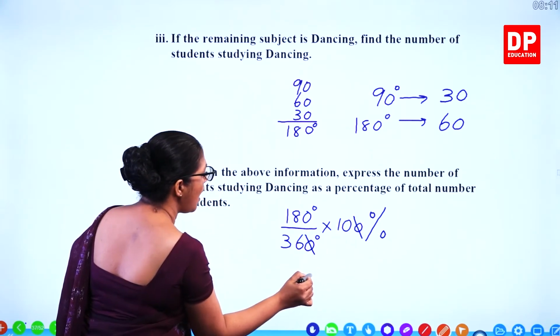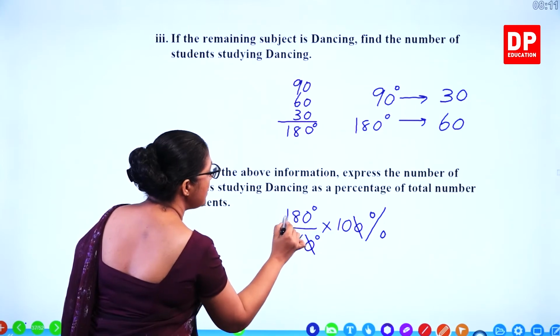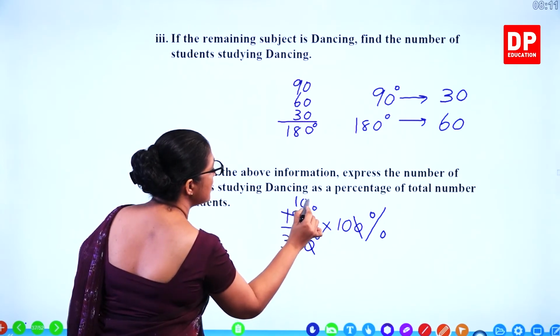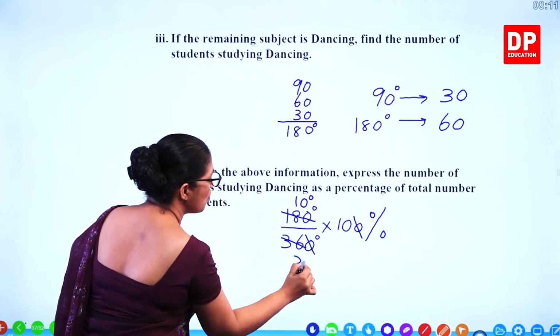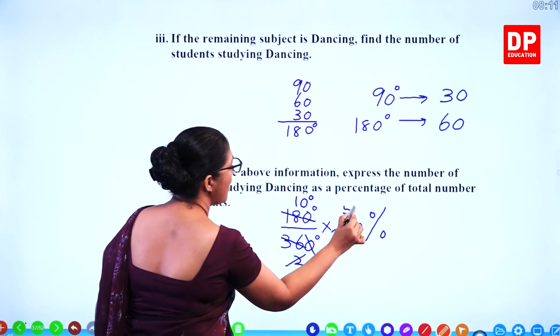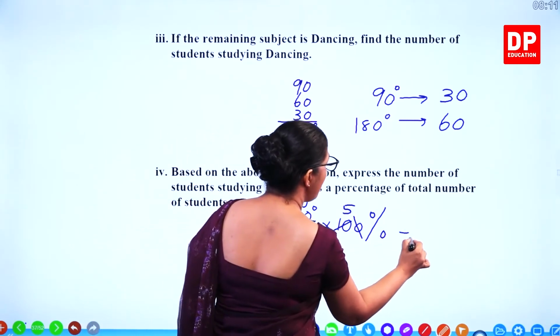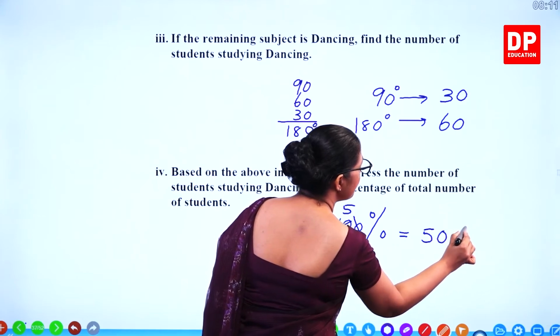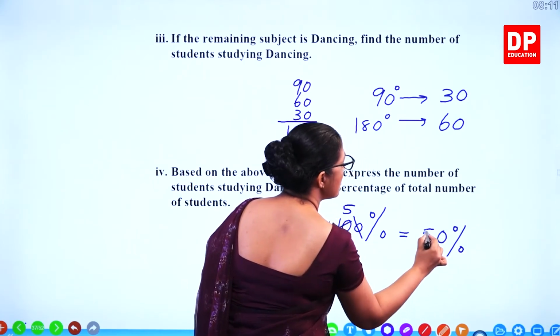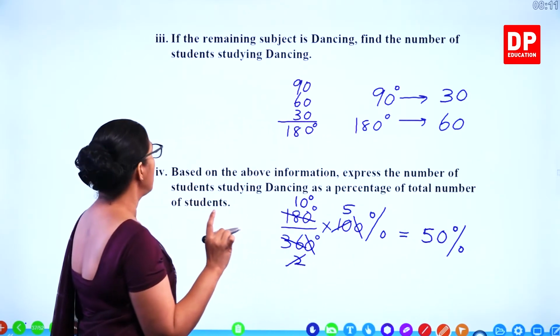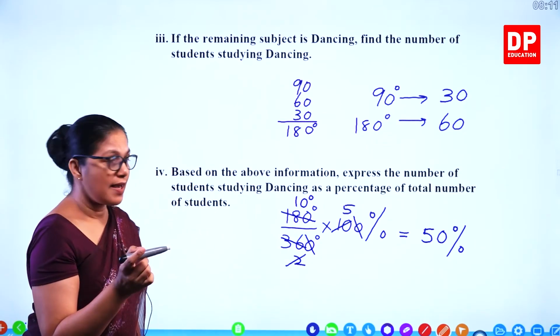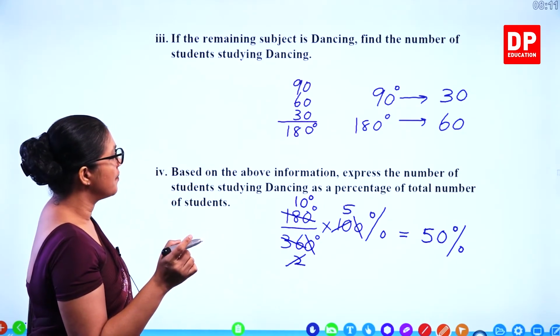The zeros get cancelled out, and 18 times 10, 18 times 2, 2 and 10, 5. So 50% of students selected dancing as the bucket subject.